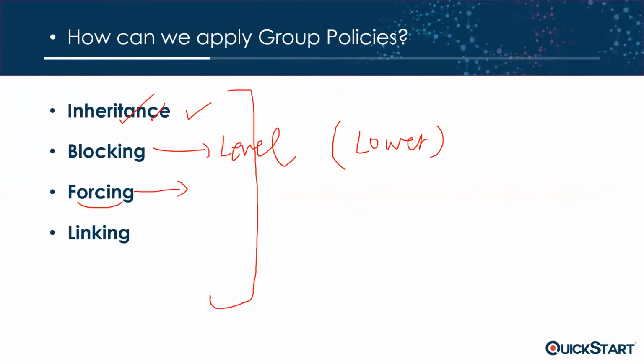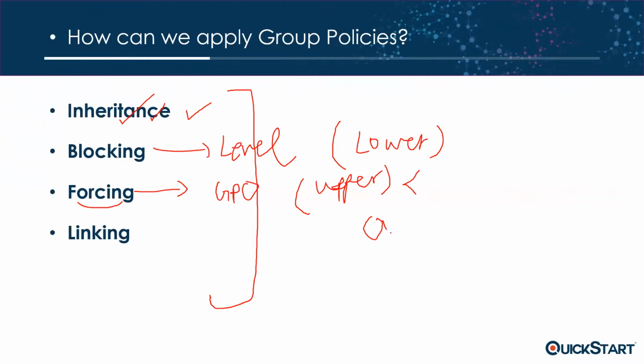Forcing, on the other hand, is per GPO, not at a level. And it will generally be done on the upper level, saying that no matter what. So there are 2 things forcing is doing. What are those 2 things? If you try to block it, it's going to go down. What is the other thing? It will execute at the end.